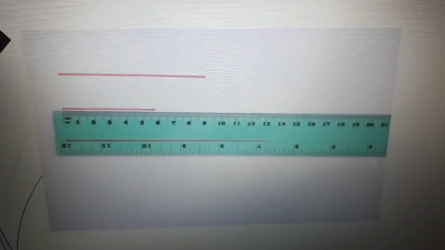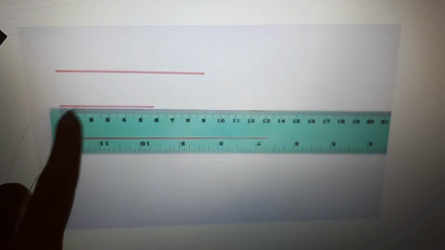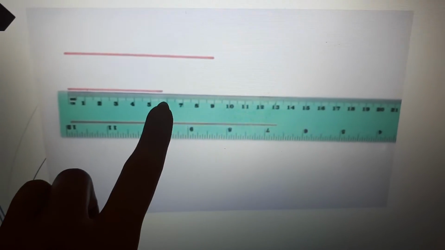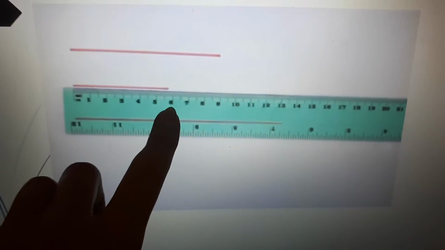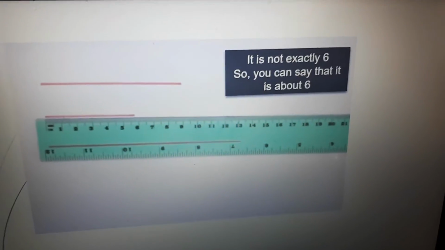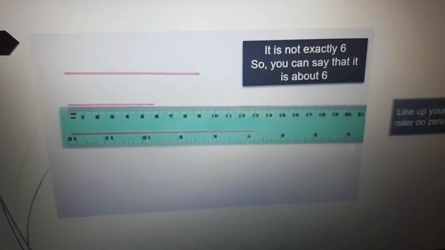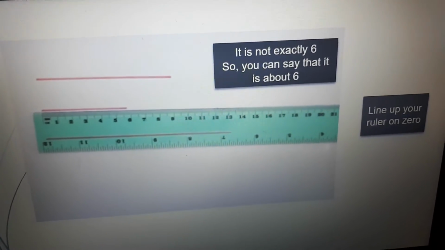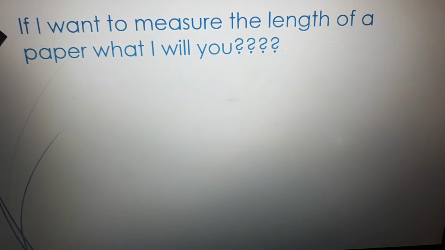Now, what do you think about this one? How can you measure this line? You see, it's almost 6. It's not 6 yet. So it's not exactly 6. So you can say that it's about 6. So line up your ruler on 0.